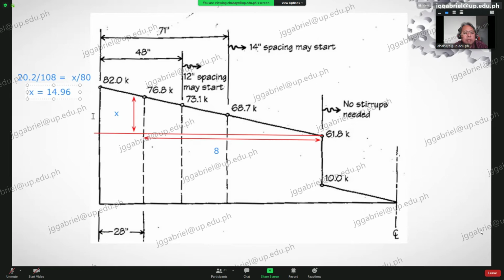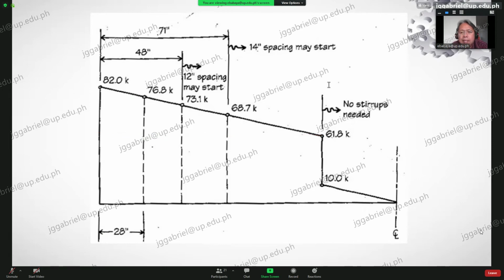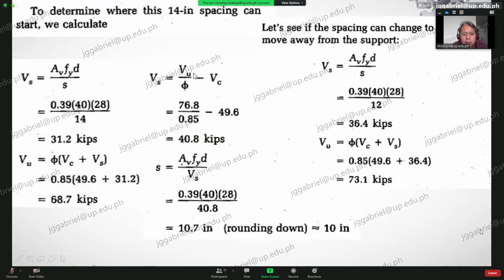Ayan, 76.7 or 76.8. Hindi, ito 76.8 ang na-compute niya. Okay, nasundan niyo yan? Yan, buburahin ko na. Yeah, so that's how we got it. That's 76.8. Now, let us go back to the computation.